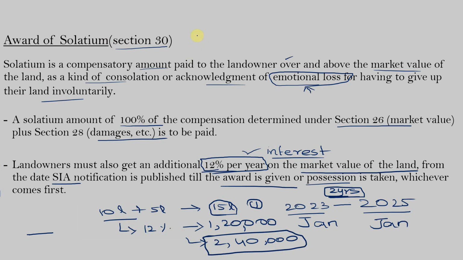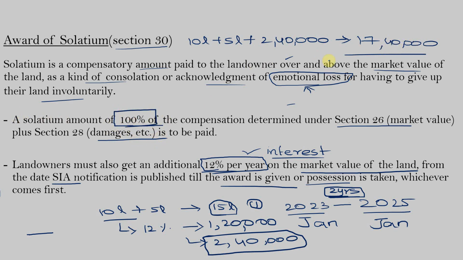So, here in total the compensation would be 10 lakhs the market value, plus 5 lakhs, that is the damages caused to the land, plus the delay interest, that is 2,40,000. So this comes to an amount of 17,40,000. So this total is 17,40,000. So Solatium is 100% of the compensation. So the compensation is 17,40,000.